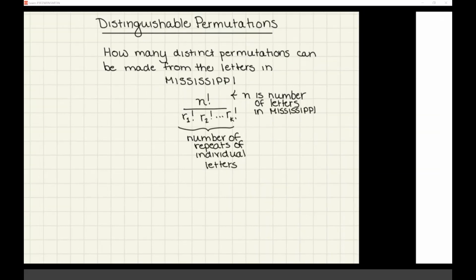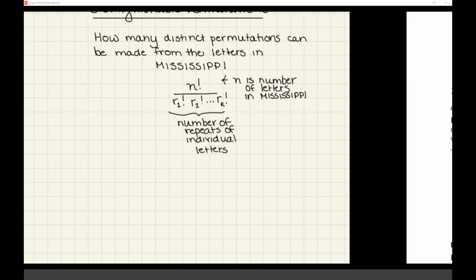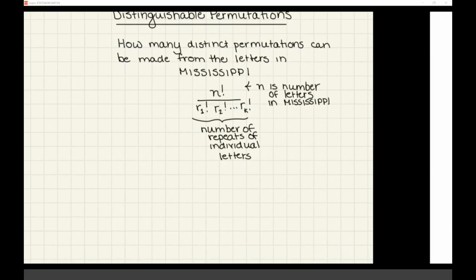Okay, so let's take a look at how we might use this formula on Mississippi. Again, I'm showing you this because it occurs from time to time, and I know there are also some problems in the homework that deal with distinguishable permutations. So in our example, n is 11 because there are 11 letters in Mississippi. As far as repeated letters, I have 4 S's, I have 4 I's, and I have 2 P's.